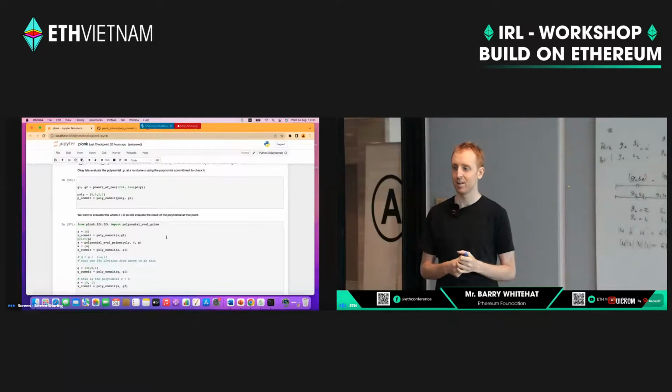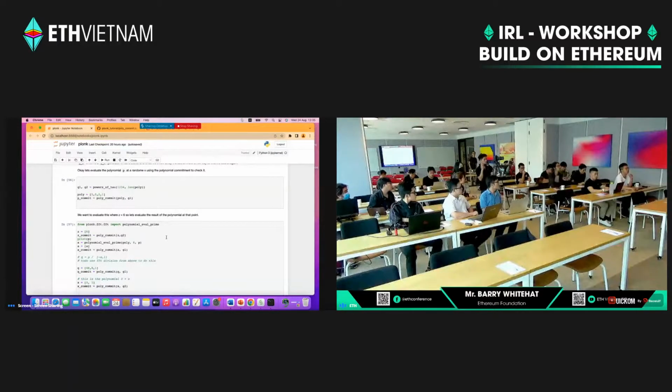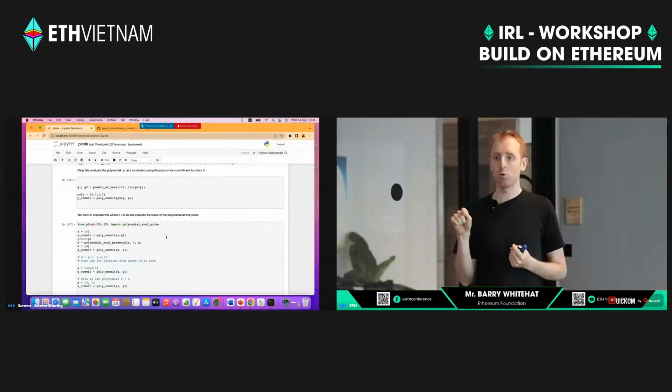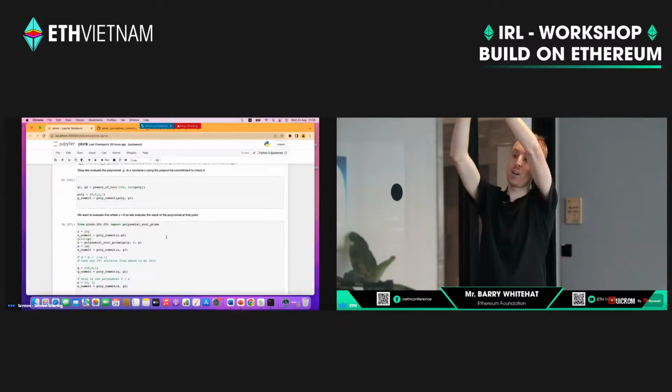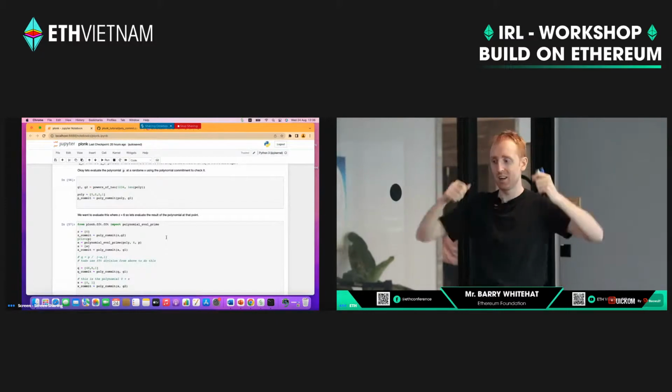I have a question. Are G1 and G2 generator points from the same elliptic curve? I think they're two separate elliptic curves. And the pairing moves from those two elliptic curves to a third elliptic curve. It's called GT.